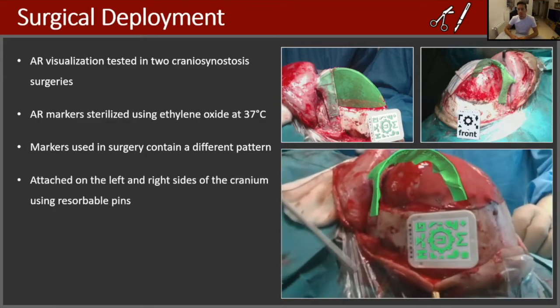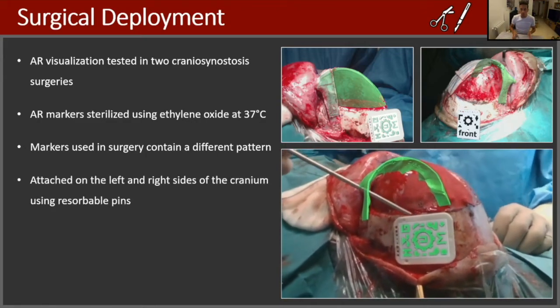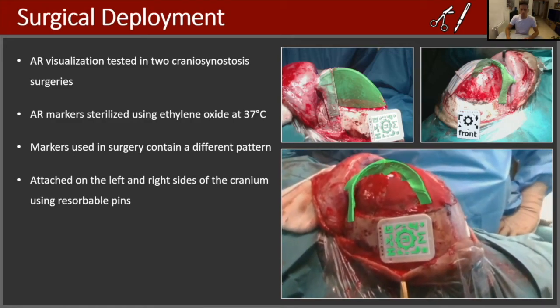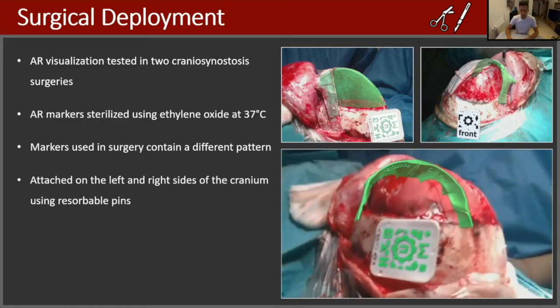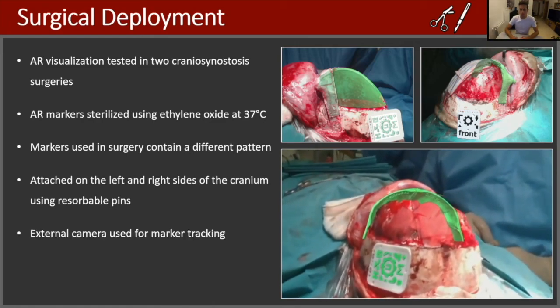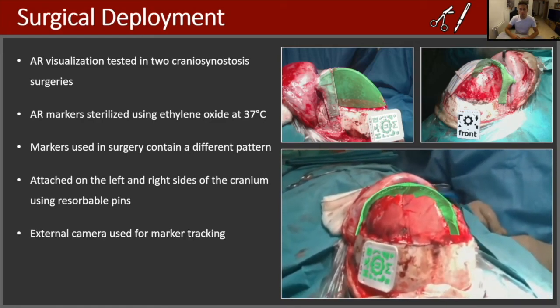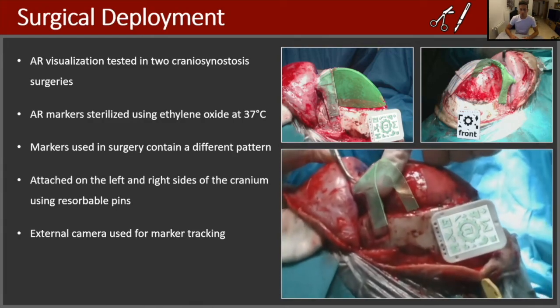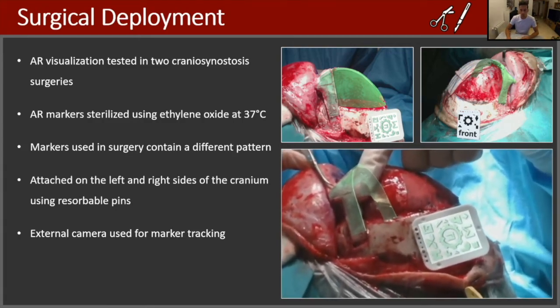The augmented reality markers were attached on both sides of the cranium, left and right side, using resolvable pins, which were removed after surgery. Finally, due to the lack of a sterile cover for the smartphone to put the smartphone inside the operating room, we used an external camera for marker tracking.